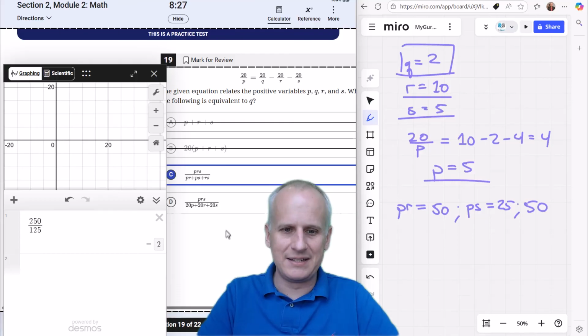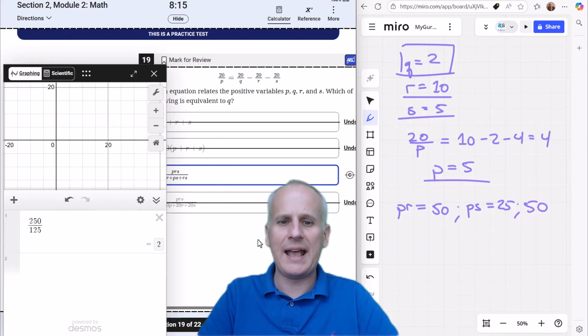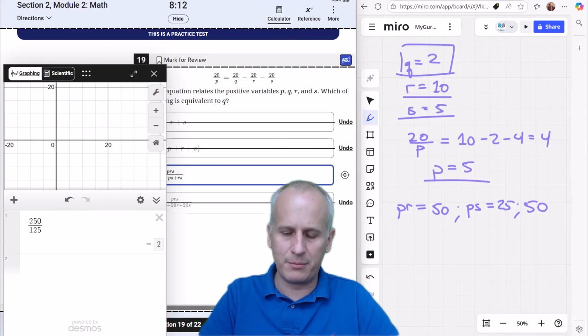And I should recognize that once we go to choice D, 20 times P is going to be 100. 20 times R is going to be 200. I'm already over. So I don't need to actually fully solve choice D. And that's a great alternative way to work through number 19 when time is getting tight.